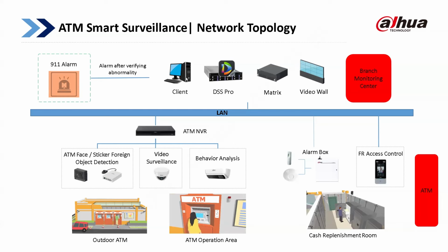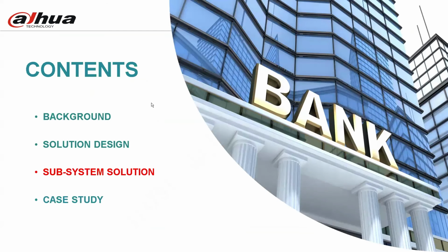Then with this, we can connect this to DSS Pro, which is accessed by DSS client. We can do live view. We can also do a view at the branch monitoring center. This DSS Pro can trigger these alarms and even send to enforcement if you want to integrate.